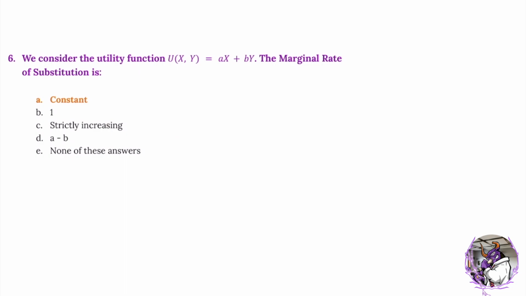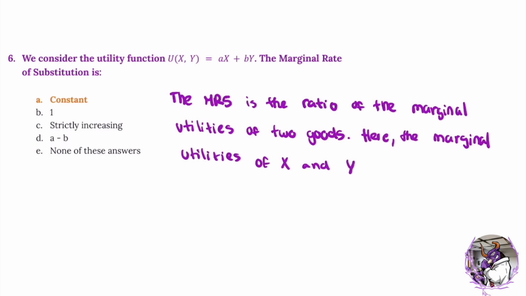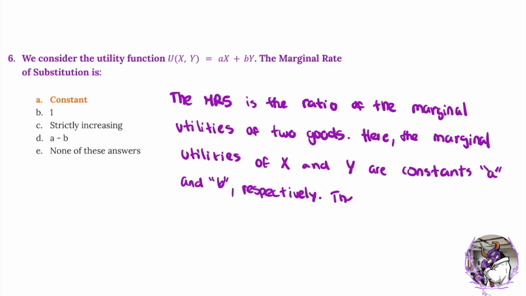Question 6. We consider the utility function equal to ax plus by. The marginal rate of substitution is constant. Answer A. It is because the MRS is the ratio of the marginal utilities of two goods. Here, the marginal utilities of x and y are constants, a and b. Therefore, the MRS is constant.